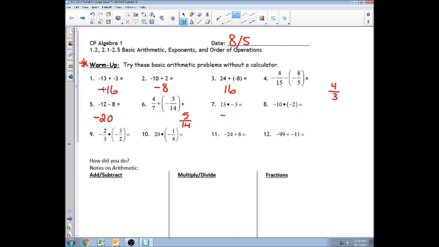Problem 7 is negative 39. 8 is 20. 9 is 1. 10 is negative 5. 11 is negative 3. And 12 is 9.